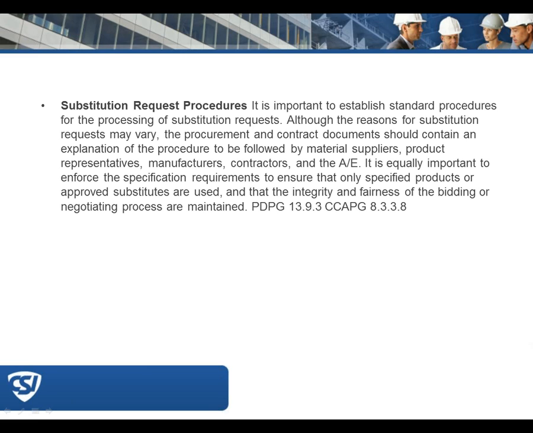No, just a comment that substitutions, again, is not just a product or a manufacturer. It can be a method for construction, detail.